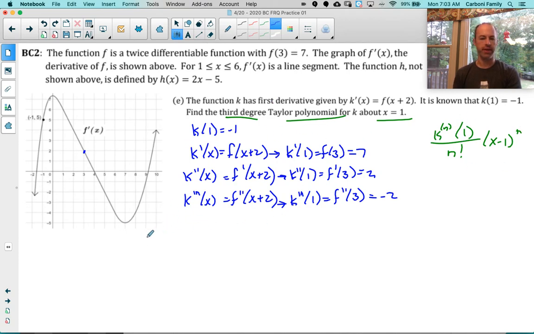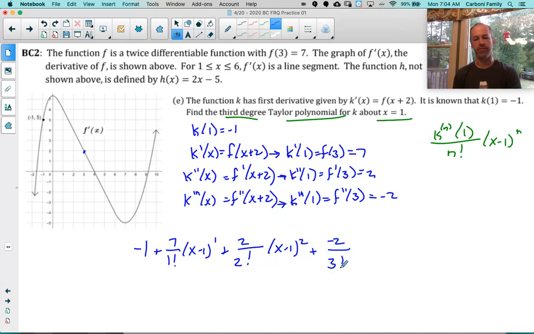And so it's -1 plus 7 over, I'll say 1 factorial, not really needed, times x minus 1 to the 1st, plus 2 over 2 factorial times x minus 1 to the 2nd, and -2 over 3 factorial times x minus 1 to the 3rd. And there is your third degree Taylor polynomial. So oddly enough, the Taylor polynomial problem was probably one of the easier ones here. So quite a difficult question. All right, I'm done with this.